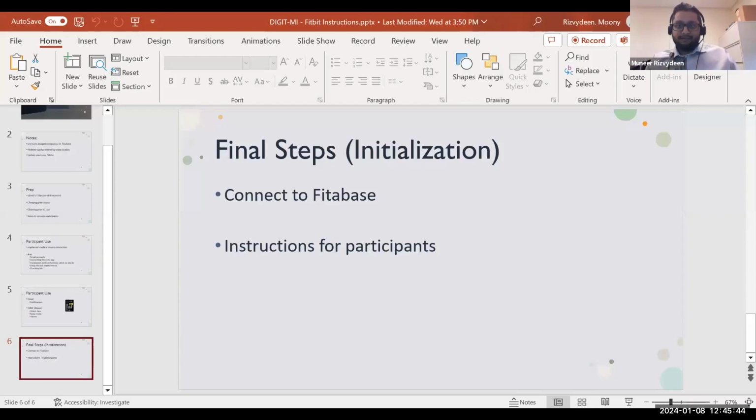Now, just real quick, let me share some Fitbit instructions for participants. I'll try to fly through this.